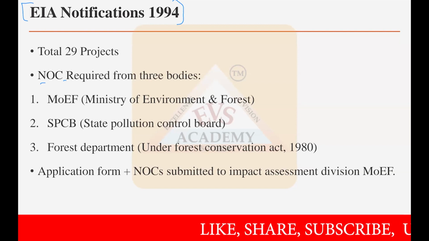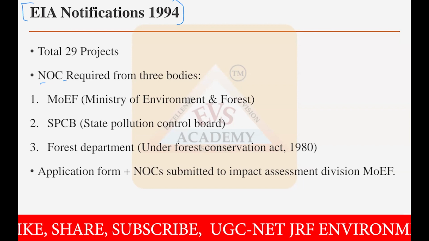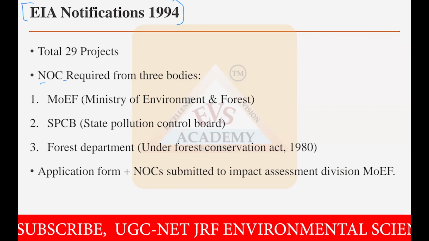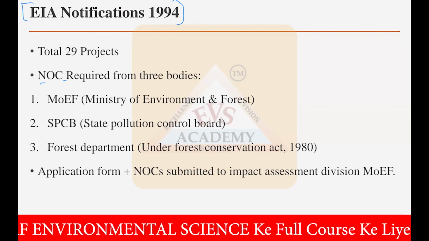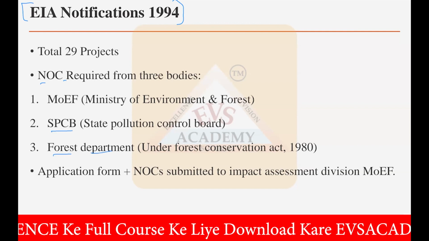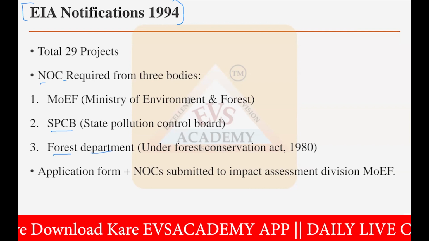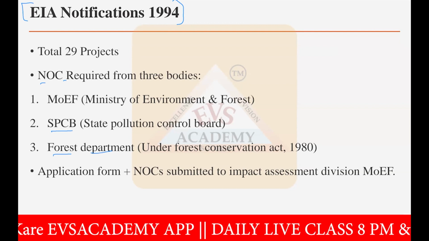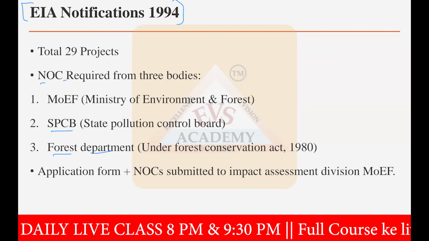Then you will get the Ministry of Environment and Forest NOC, no objection certificate. Then you will need the SPCB NOC. So that is the State Pollution Control Board no objection certificate that you will get. And then you will need the Forest Department NOC under the Forest Conservation Act of 1980. So you are not damaging the forest, you are not cutting the trees, all that is under this NOC of the Forest Department. All the three NOC you will get.